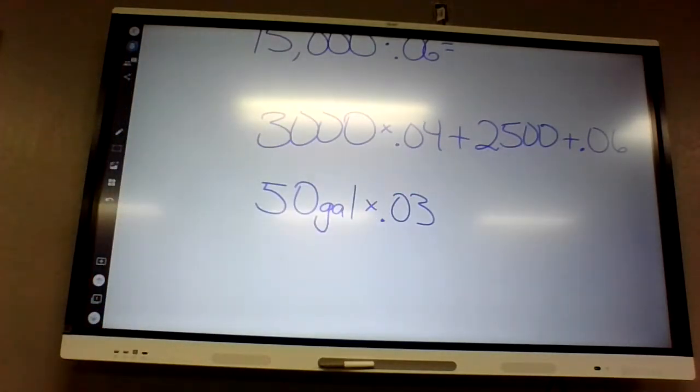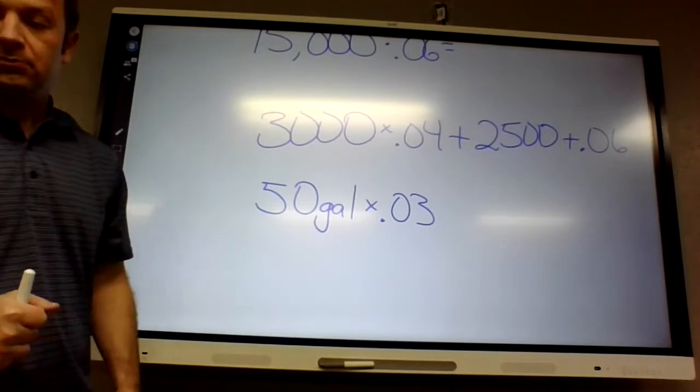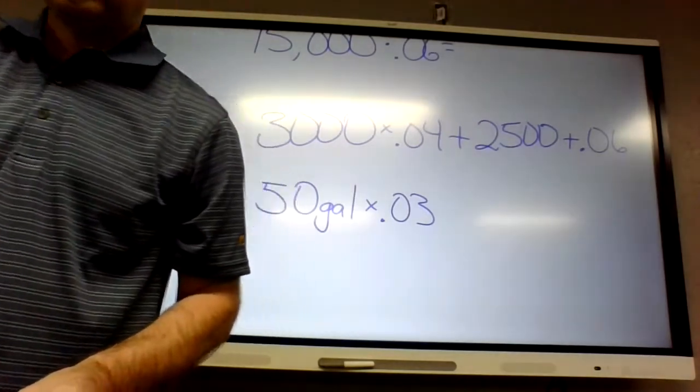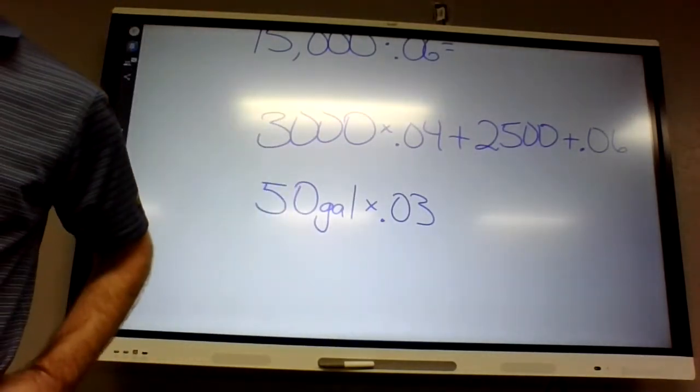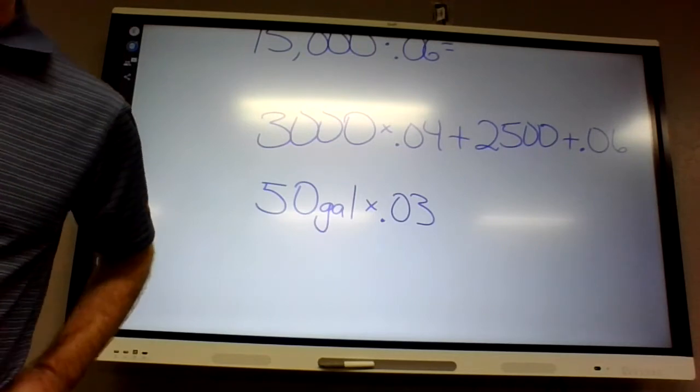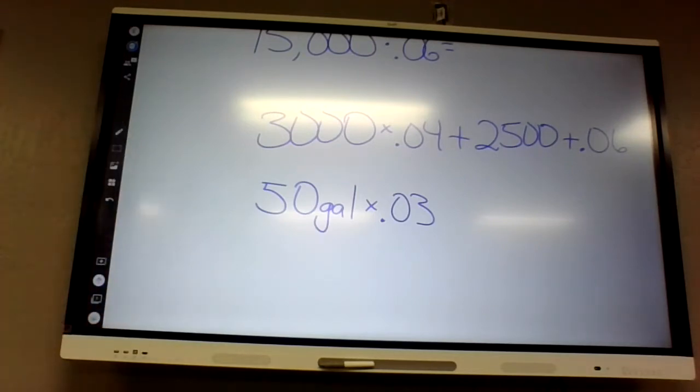So it's just multiply again. Do you like decimals? Yeah, stick with decimals. This one should have a decimal. 1.5 gallons.